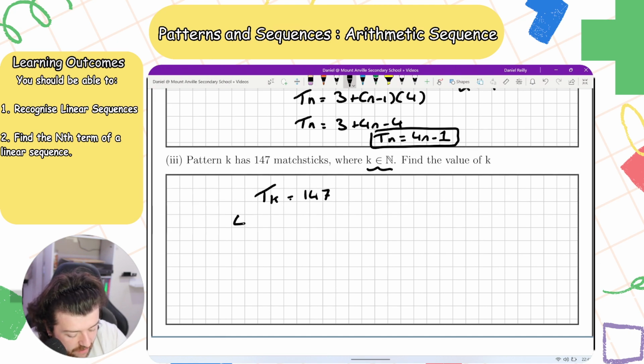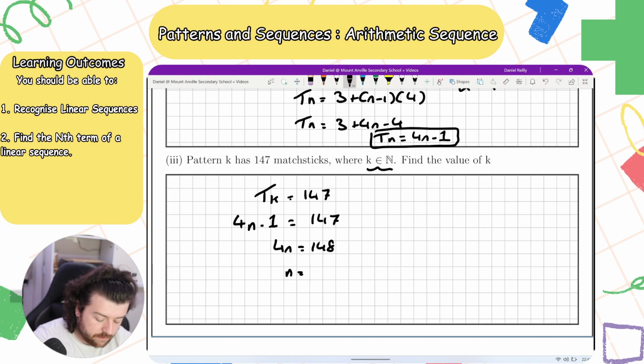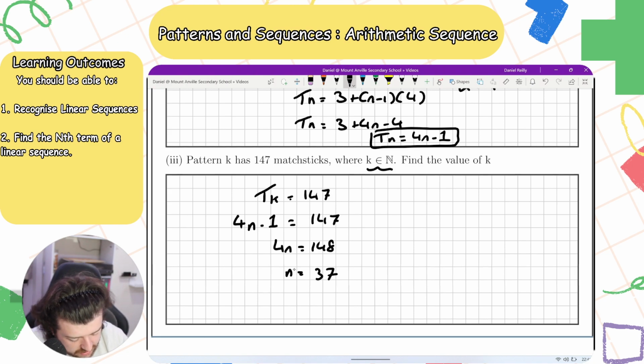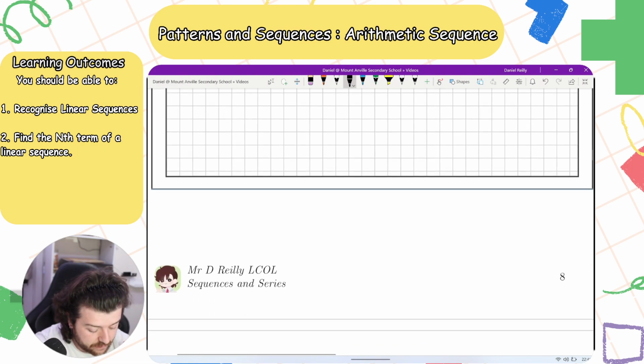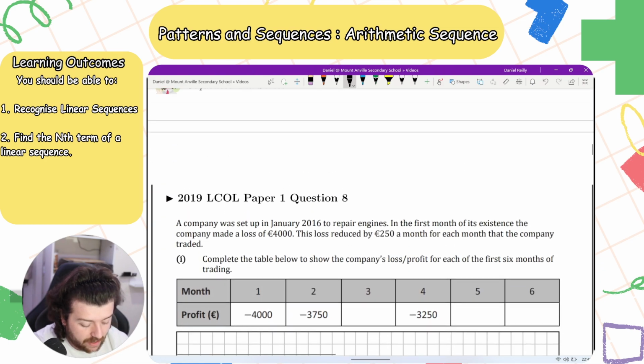So I have 4n minus 1 is equal to 147. 4n is going to equal 148. N is going to be equal to 37. N is equal to 37. So the 37th pattern uses 147 matchsticks. Right. There's 2 more questions left here.